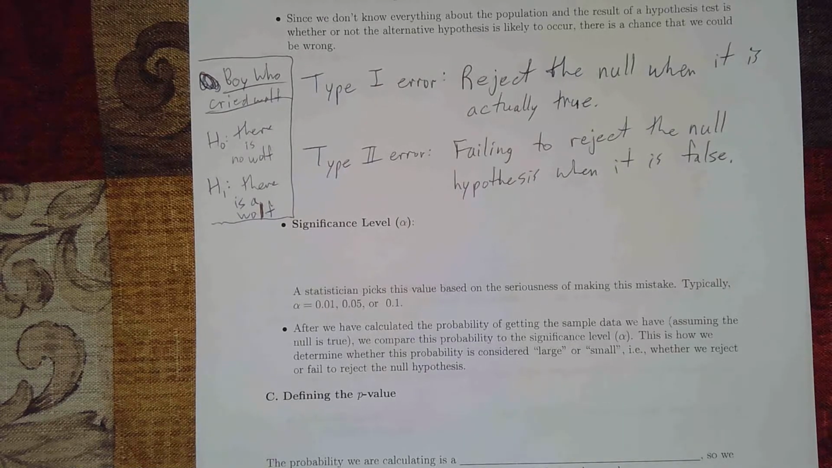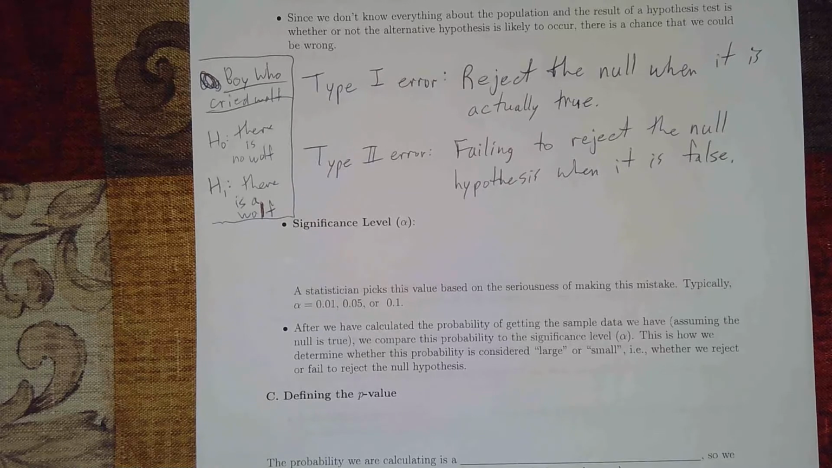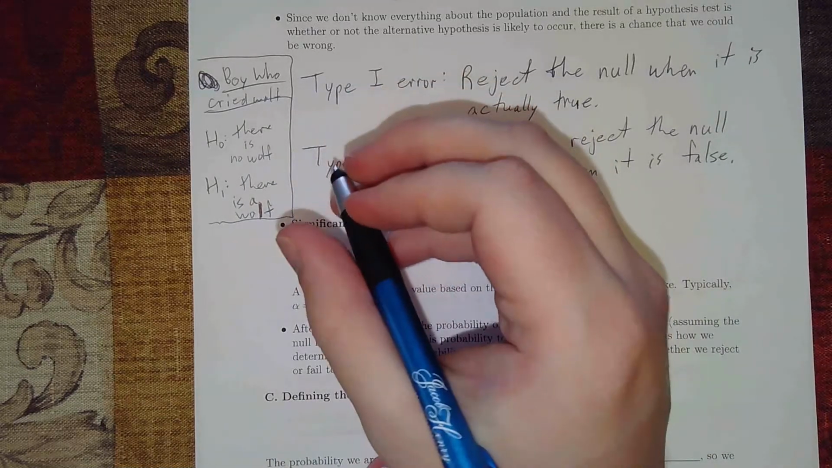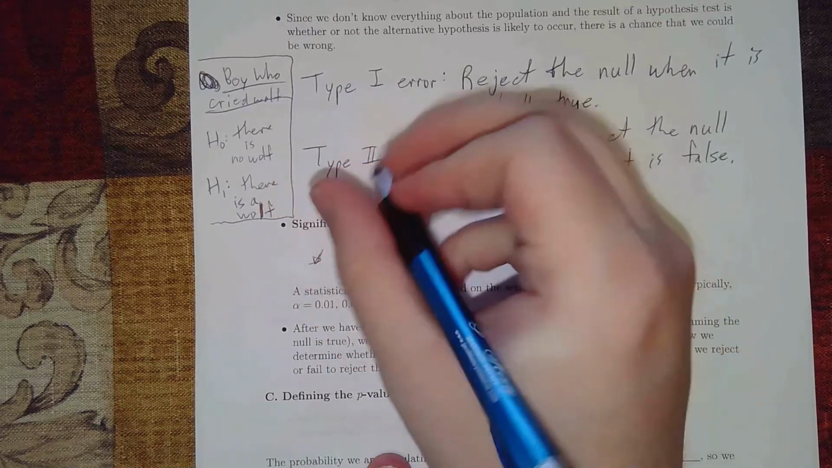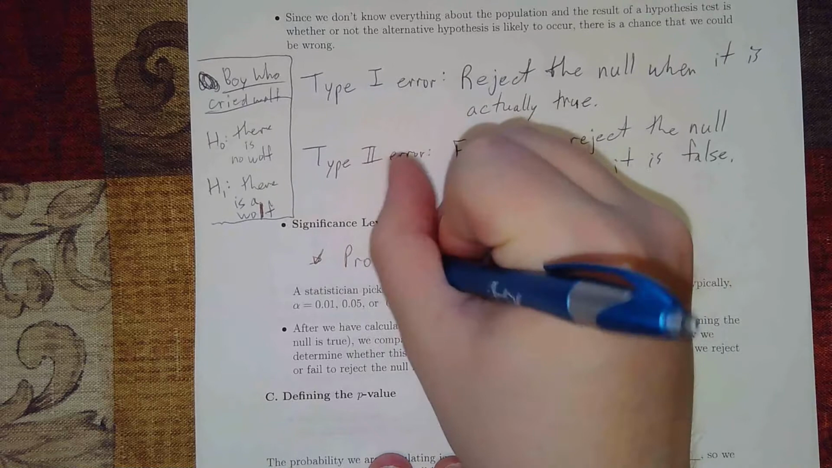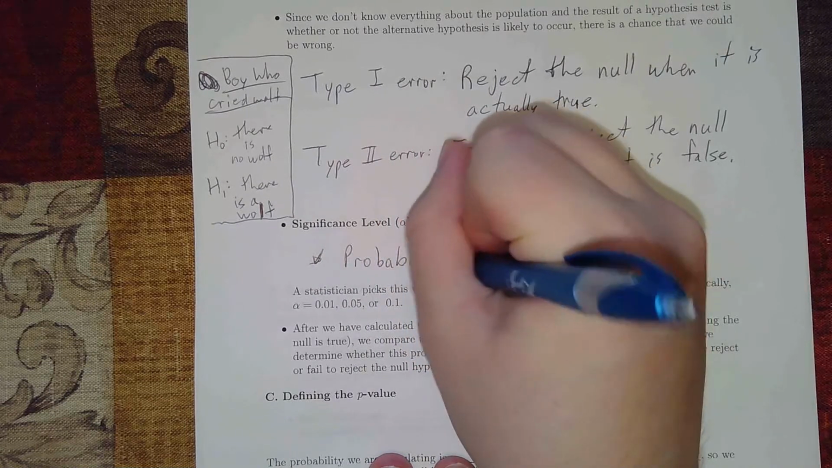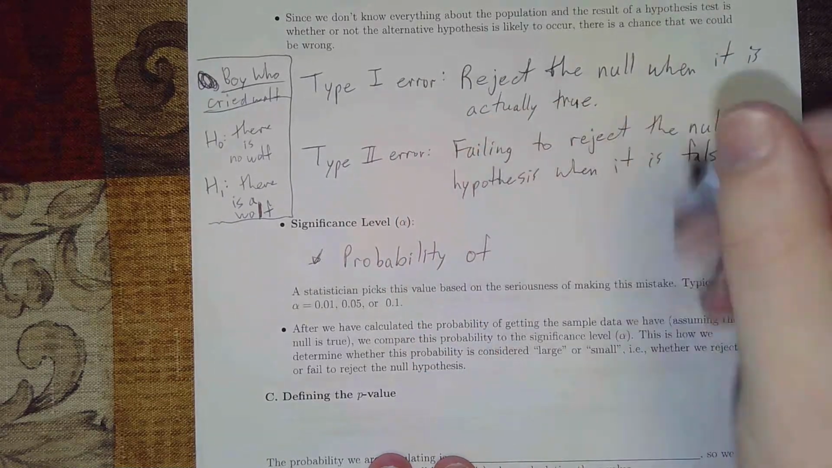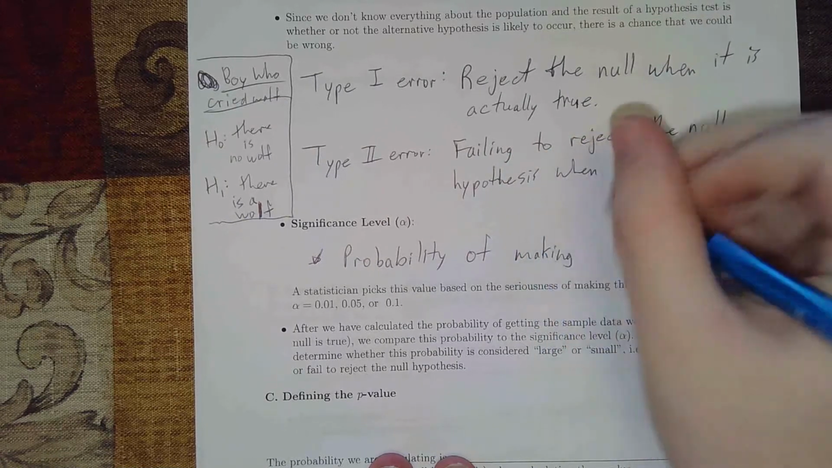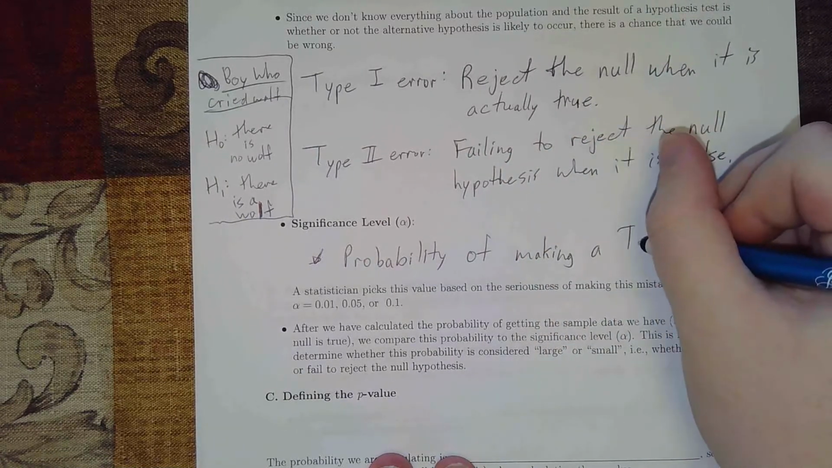All right, so we've talked a little bit about significance level before, this alpha. And so the significance level is the probability of making a type 1 error.